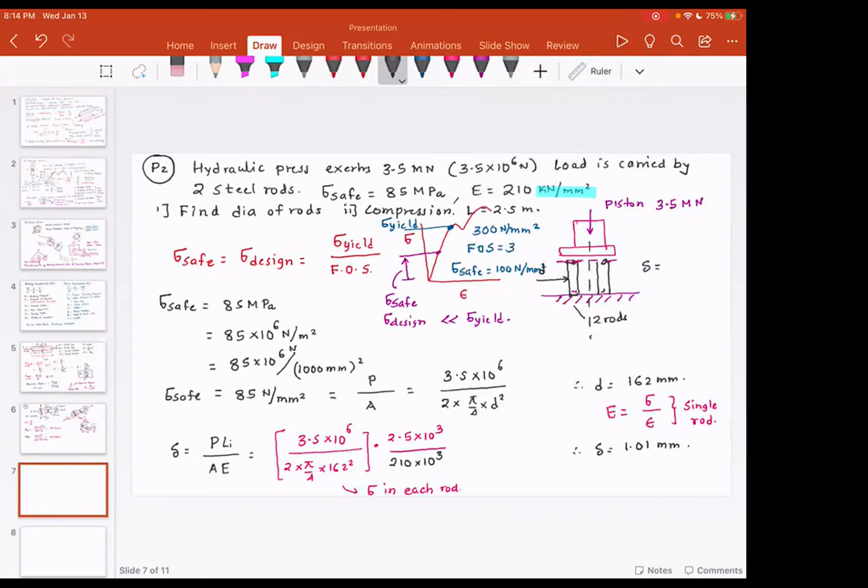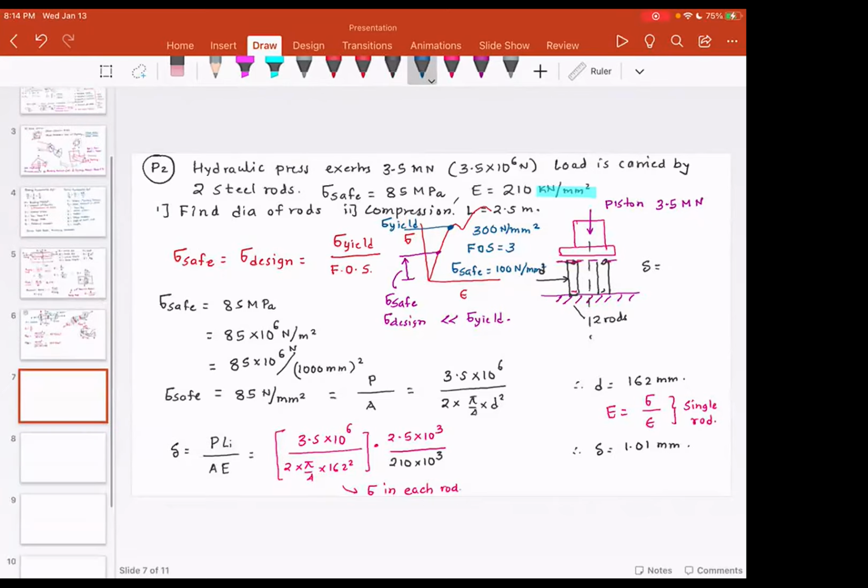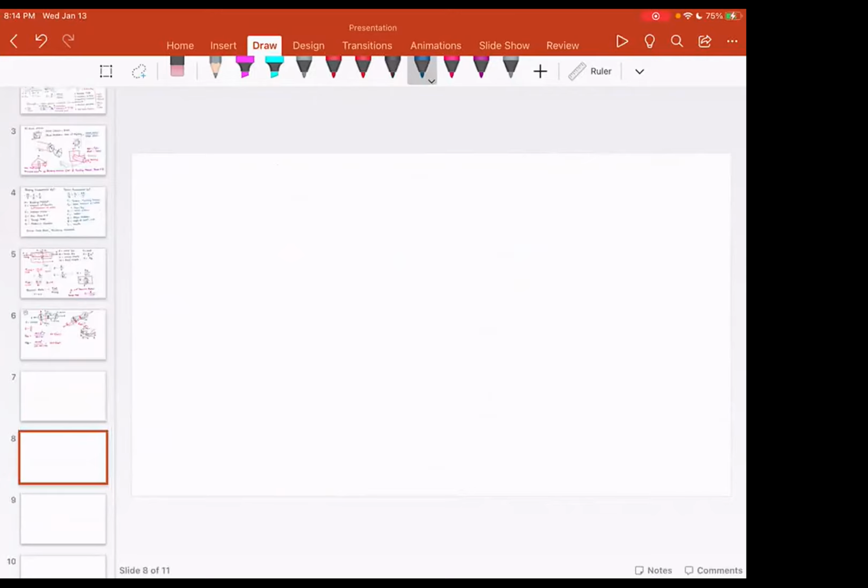Okay, before I proceed any further, are there any questions? So let's work out the next problem. Everyone understood these two problems? Okay, let me work out the next problem.